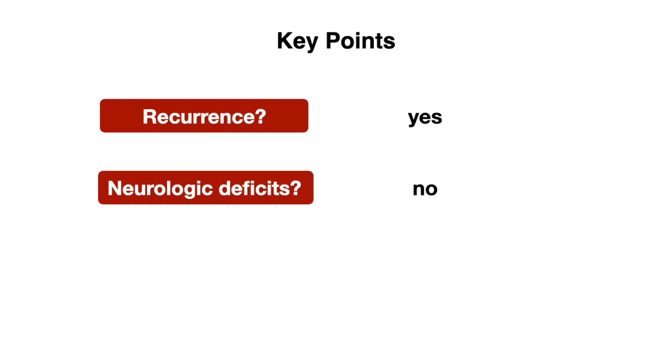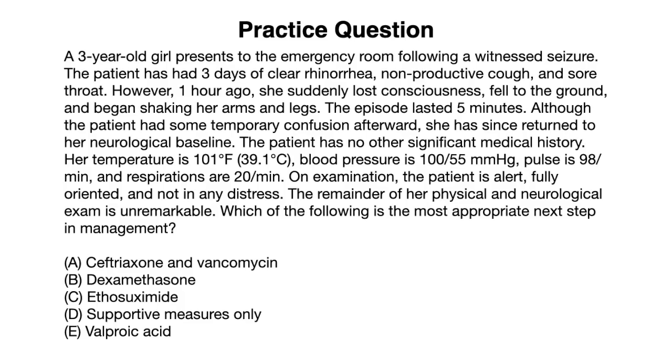Alright, now that we've gone over the material, let's go through a practice question as usual to solidify your understanding. Here we have a 3-year-old girl who presents to the emergency room following a witnessed seizure. The patient has had 3 days of clear rhinorrhea, non-productive cough, and sore throat. However, 1 hour ago, she suddenly lost consciousness, fell to the ground, and began shaking her arms and legs. The episode lasted 5 minutes. Although the patient had some temporary confusion afterward, she has since returned to her neurological baseline.